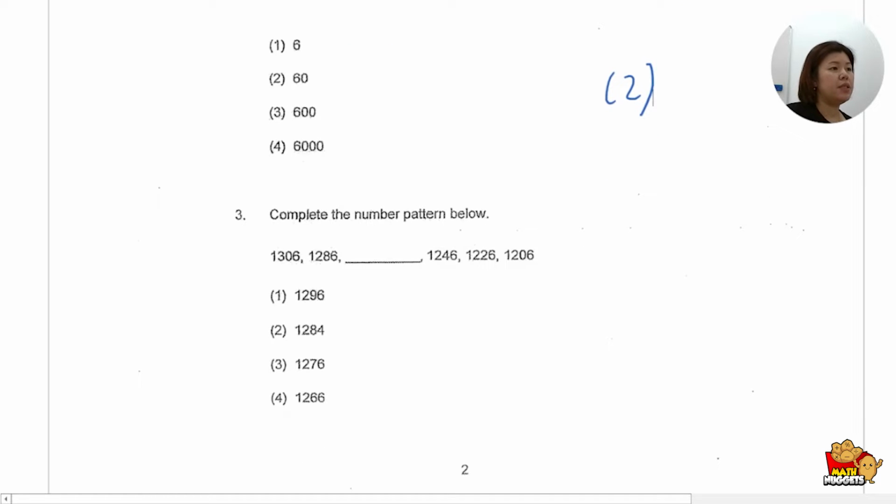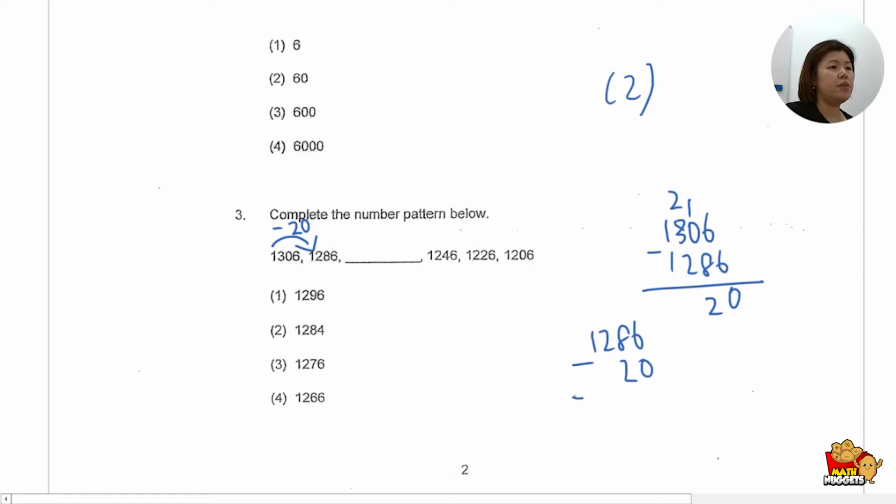Okay, complete the pattern. So you ask yourself, 1306, how to reach 1286? So you minus 20. So we can take 1286 minus 20. The answer is number 4.